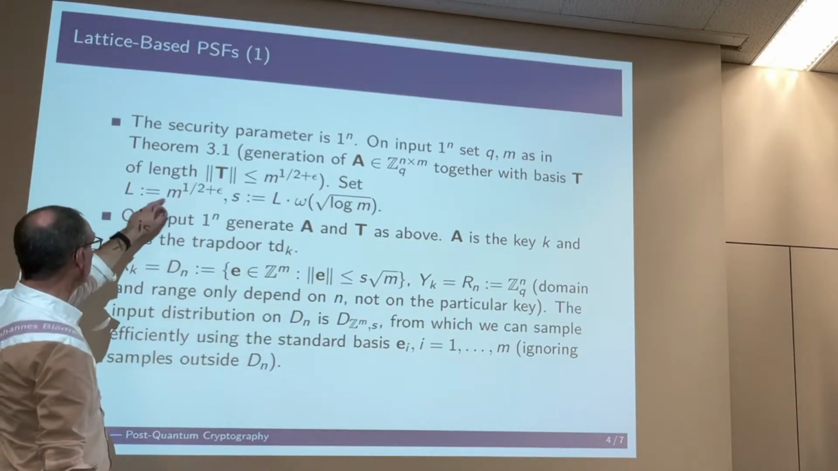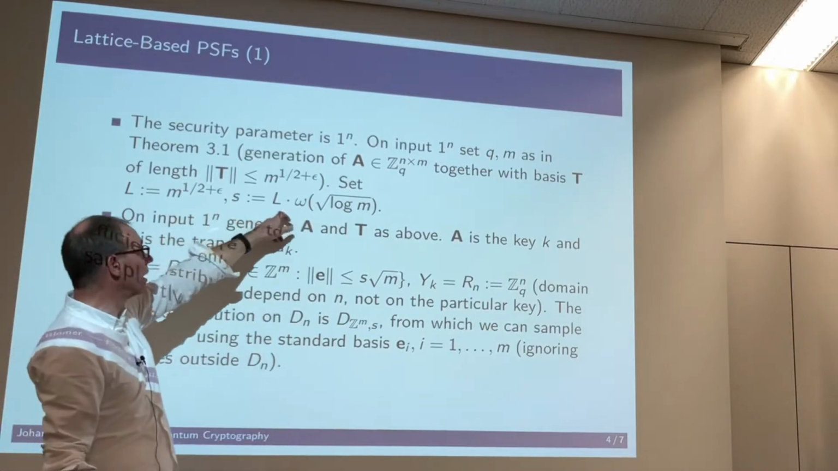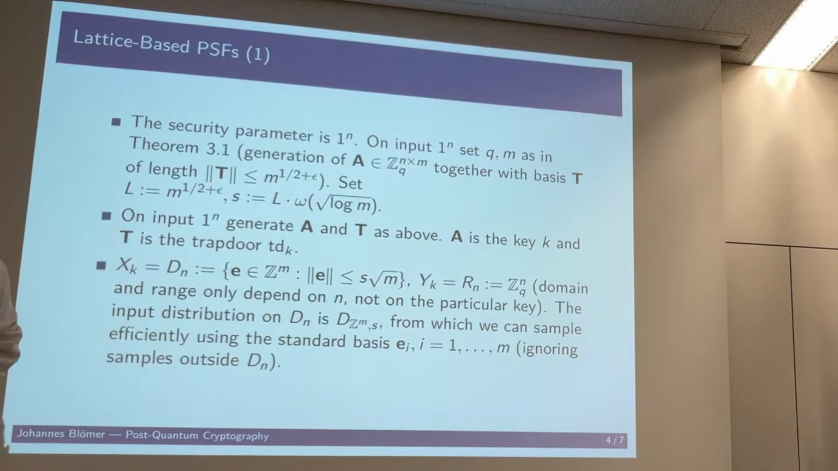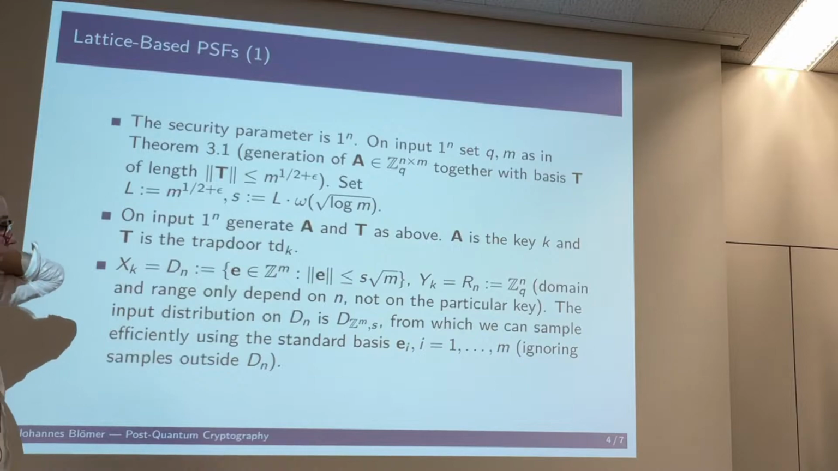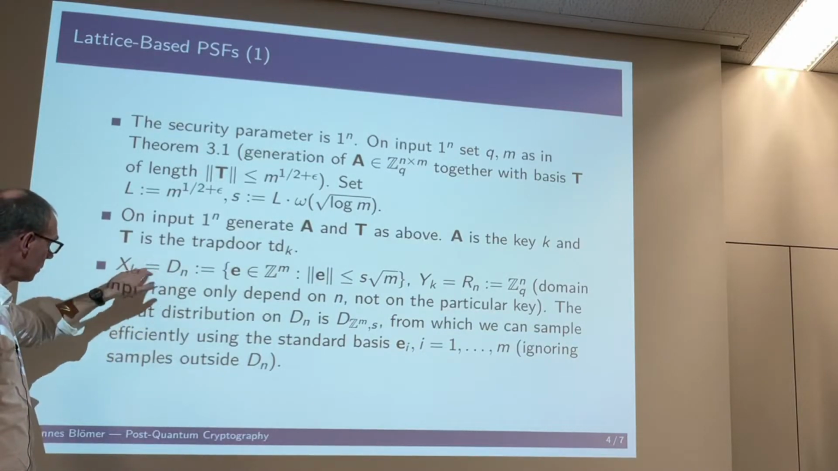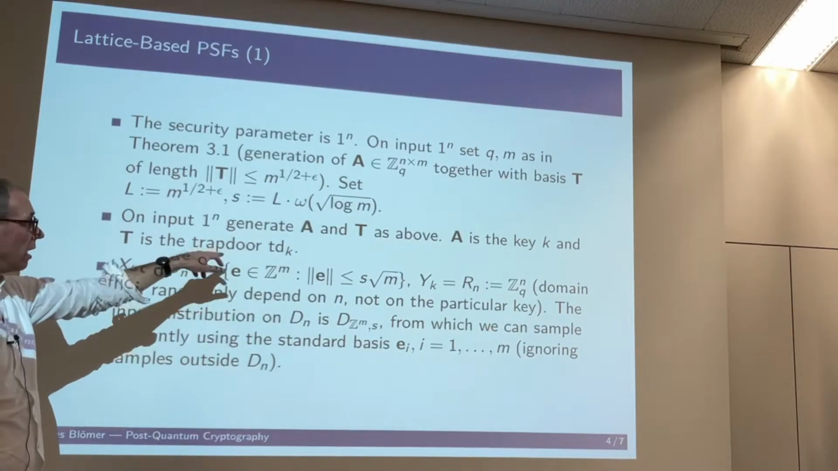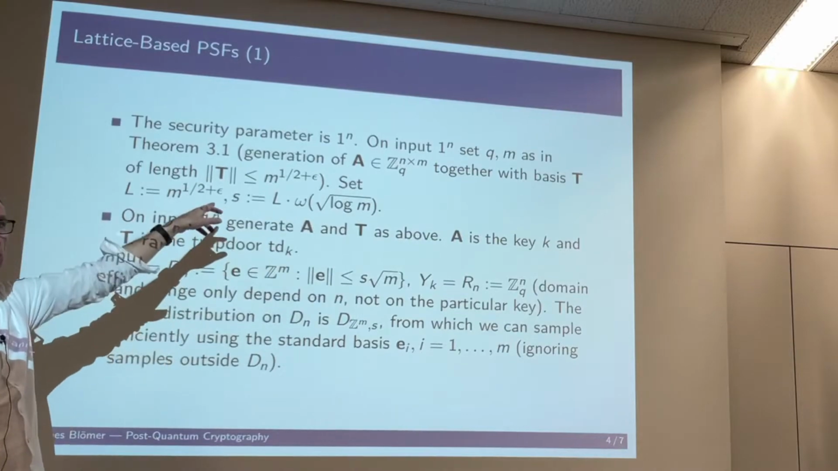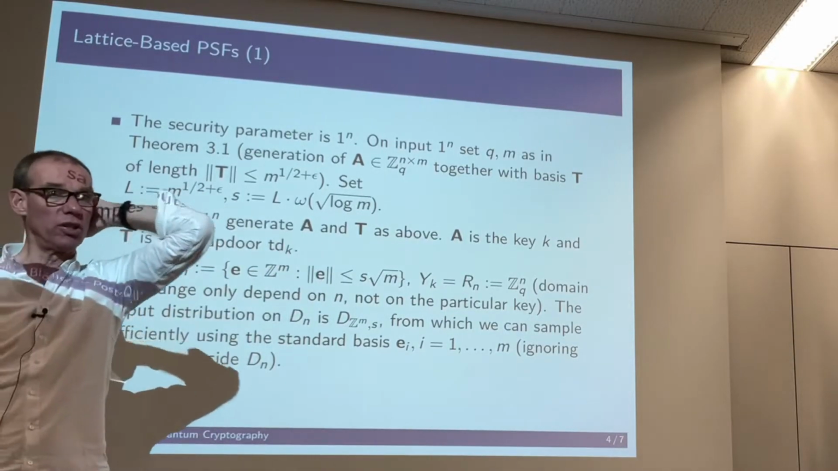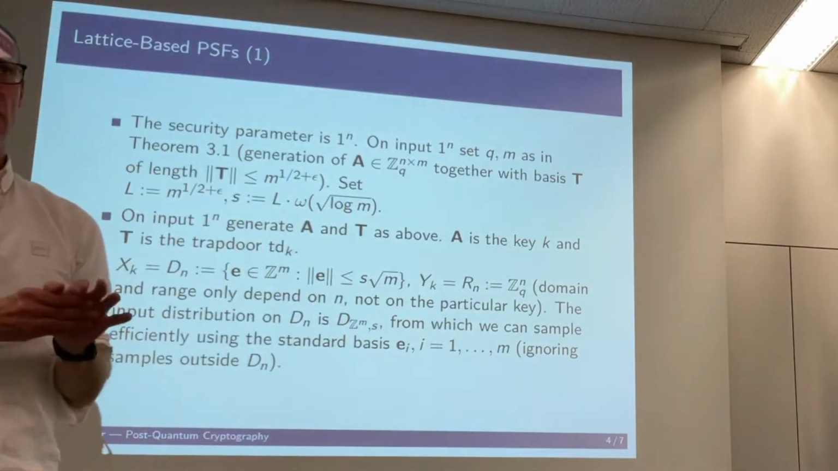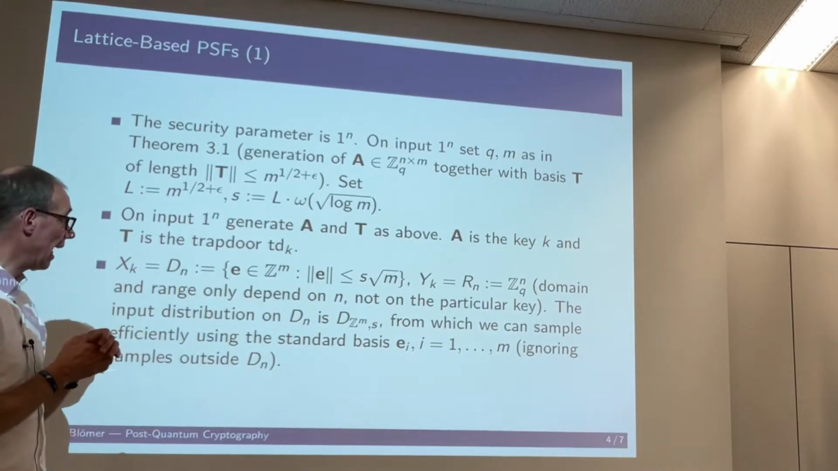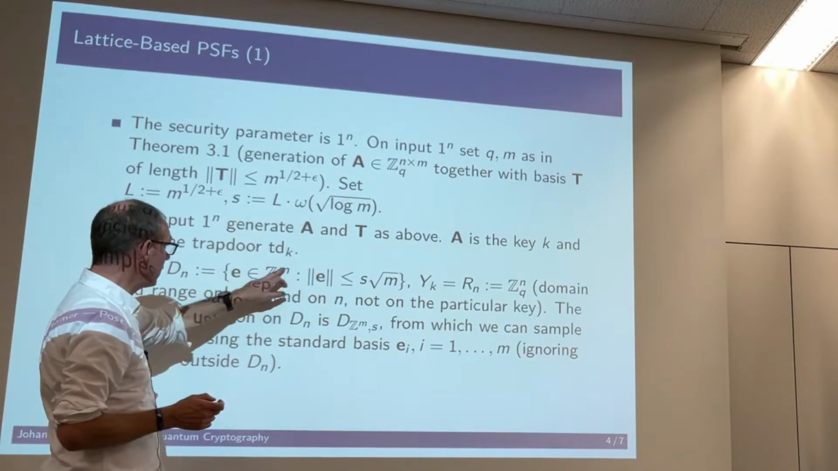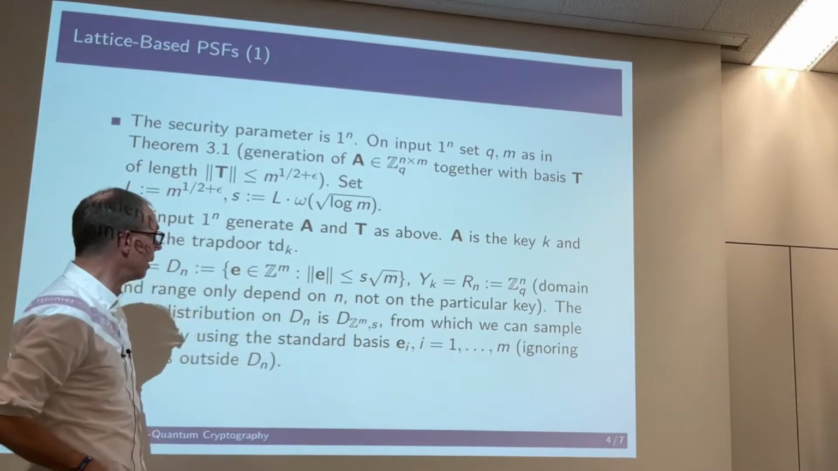And then I set L to be m to the 1/2 plus epsilon, S to be L times omega of log n, just to avoid writing all these 1/2 plus epsilon terms. Then, as I said, A is a key and T is a trapdoor TDK. In this case, the domain of a function with public key A depends only on n, not on the particular choice of that key. That's why I also call xk to be dn. So it just depends on the security parameter n. And I take that to be all e's in Z to the m whose length is bounded by s times square root of m.